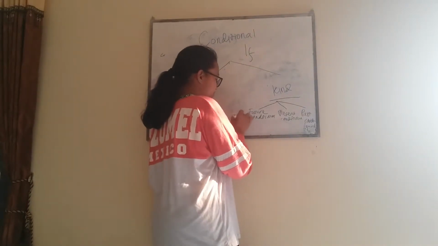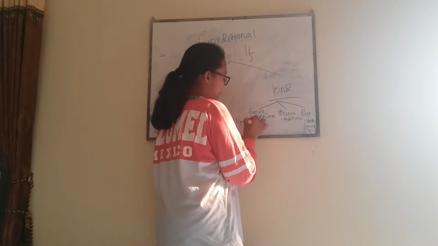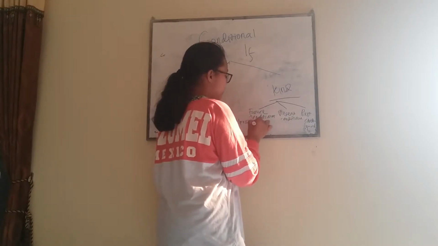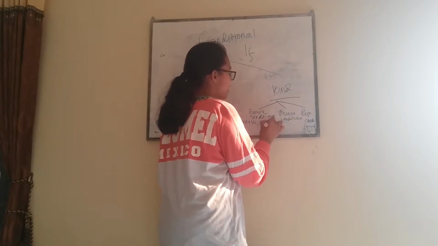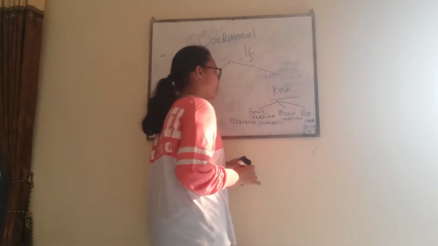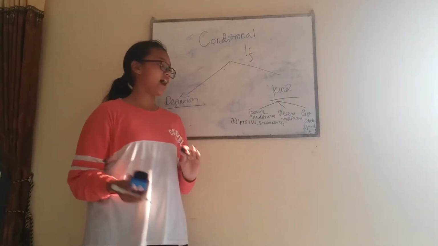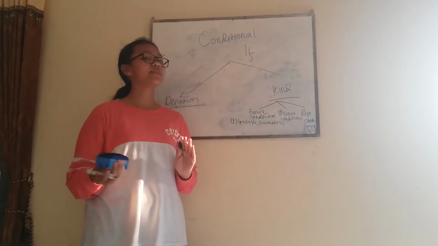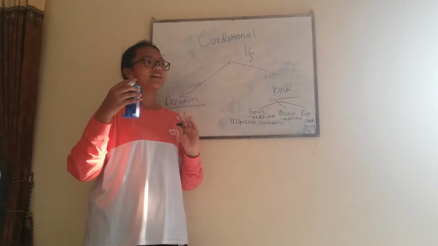Verbal pattern in positive is if plus subject plus verb 2, comma, subject plus would plus verb 1. For the example, if I went to Jakarta, I would visit my grandma's house today.